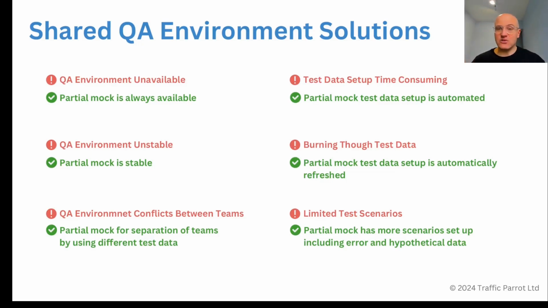What about the test data issues, like setting up test data? Well, with partial mocks, test data setup is automated for you, so you don't have to rely on external teams, and it's within your control as well. So you don't have the issue of burning through test data. Partial mocks test data setup is automated and refreshes are automated as well. So you can do it automatically or with a click of a button, just refresh the test data and you're not burning through the test data anymore. Or you're burning through the test data but it's not blocking you because you can do the refresh automatically. And similarly with limited test scenarios, partial mocks have more scenarios set up, including error and hypothetical scenarios.